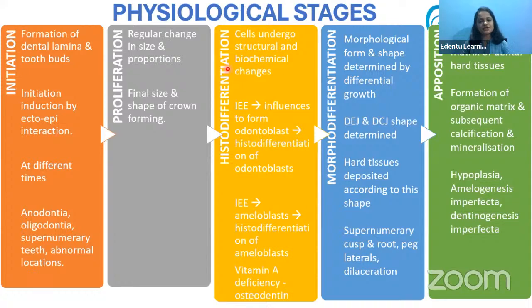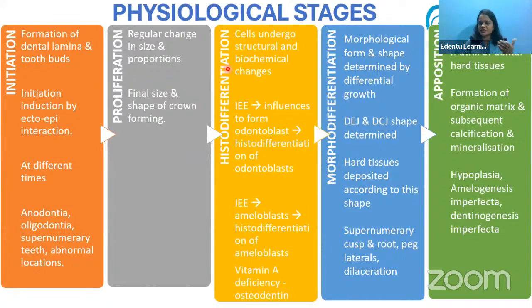Next is histodifferentiation. In the histodifferentiation stage, the cells will undergo both structural and biochemical changes. Inside the cell, organelles are proliferating more or changing their structure, which results in structural and biochemical changes. You will see that the inner enamel epithelial cells influence the formation of the odontoblast, as we already mentioned in the early bell stage and advanced bell stage.